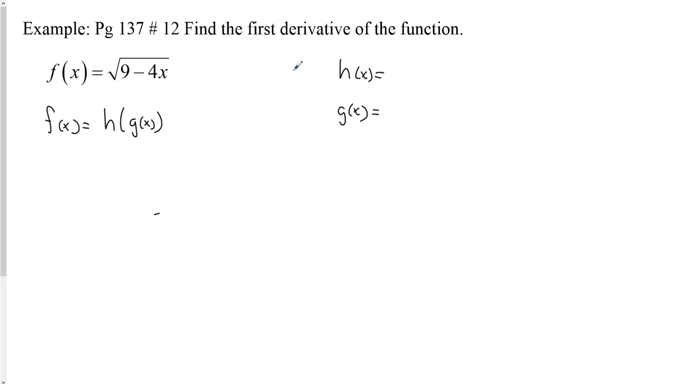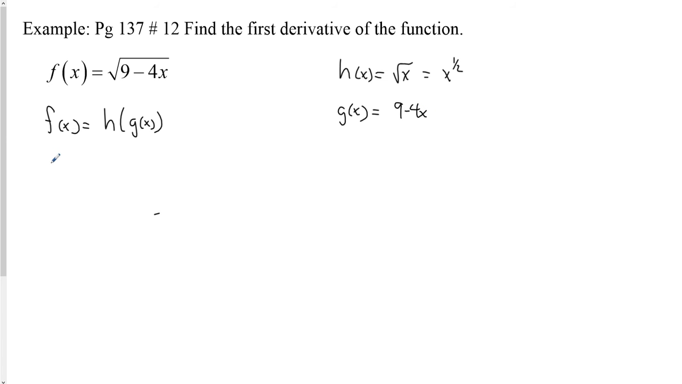And the correct answer for this is h of x is square root of x. That's going to be my outermost function. And I'm going to rewrite it as x to the 1/2 power using my rational exponent properties. And then my innermost function is going to be this 9 minus 4x.